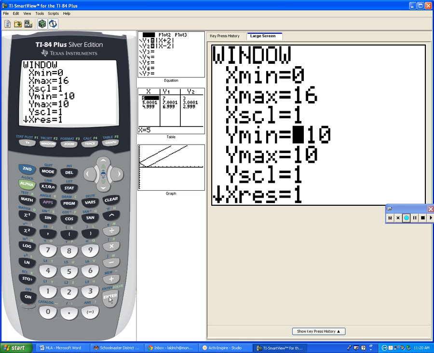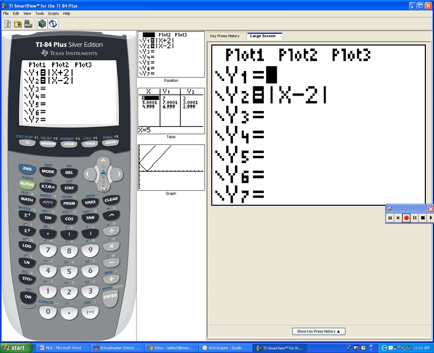All right, my y minimum should be -4, because that's the lowest the wave went. And my y maximum should be, we go a little bit above that, 6. And again, I can go by 1. All right, so let's take a look at this graph.